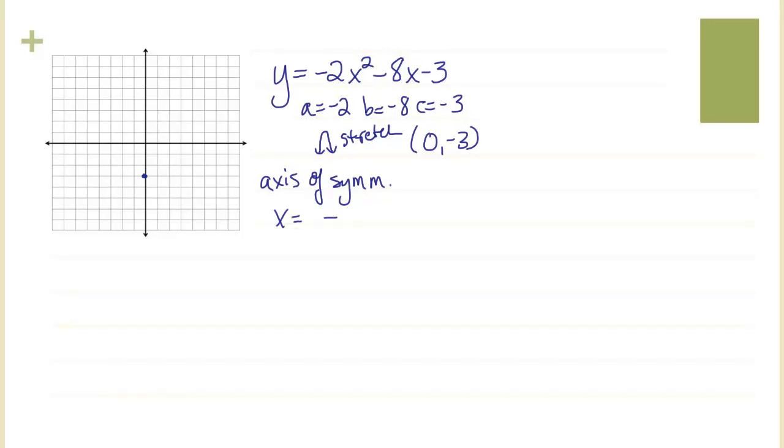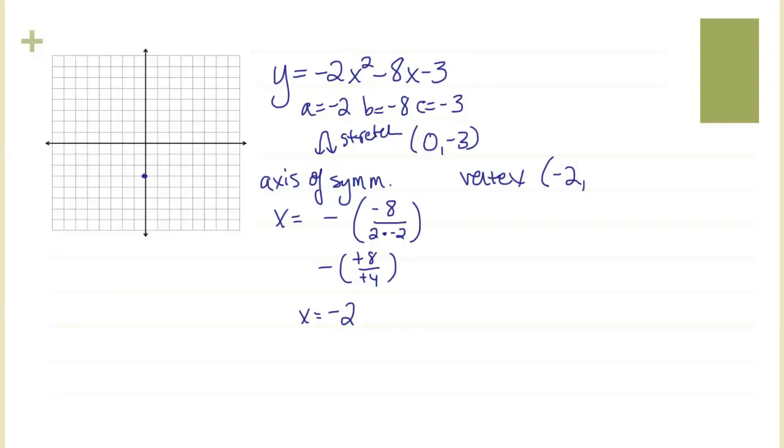X equals negative b over 2a, b over 2 times a, so negative 8 over negative 4, positive, positive, so it's going to be negative 2. So x equals negative 2, and then we're going to find our vertex by plugging that number in. It's going to be negative 2 something. It's a function, so we're going to plug in the value to find the y value.